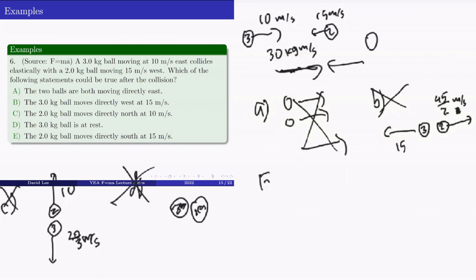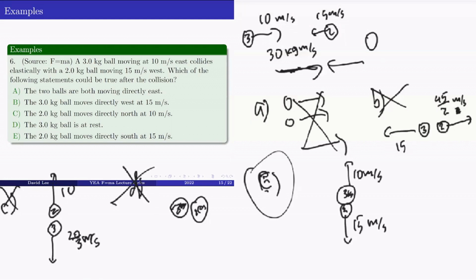And now choice E is the only choice left, and it's the right answer. What happens here is that the 2 kilogram ball moves 15 meters per second south, and the 3 kilogram ball is 10 meters per second north. So notice that they're both moving at the same speed that they were before. So this means that they have the same kinetic energy, and so kinetic energy is conserved. And this is why this is the only choice that is correct.